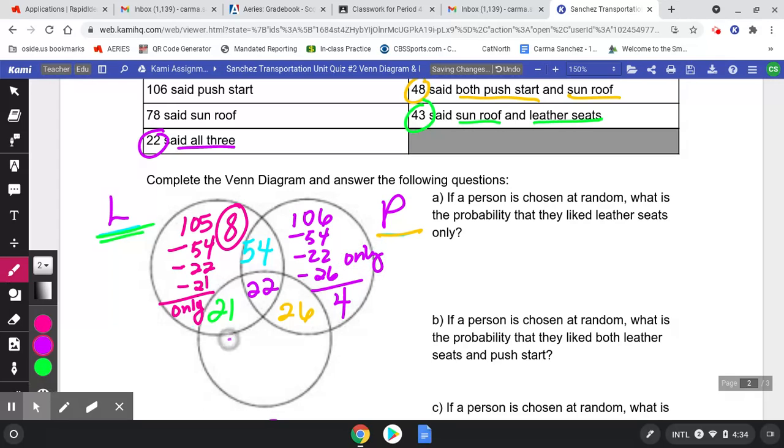Last but not least, 78 said sunroof, but that 78 already counts the 21 that said this, and that said this, so we need to subtract to get the difference.